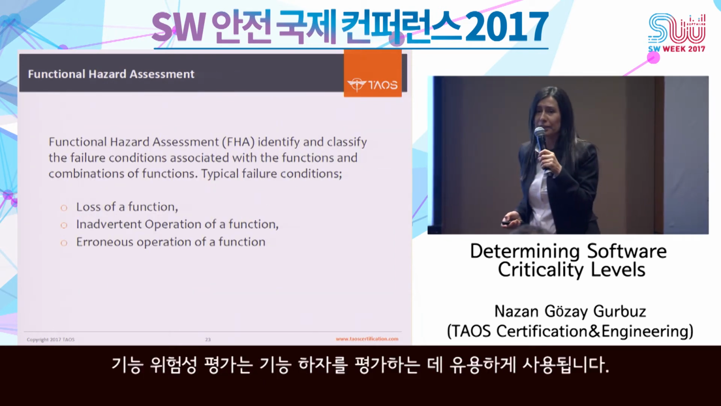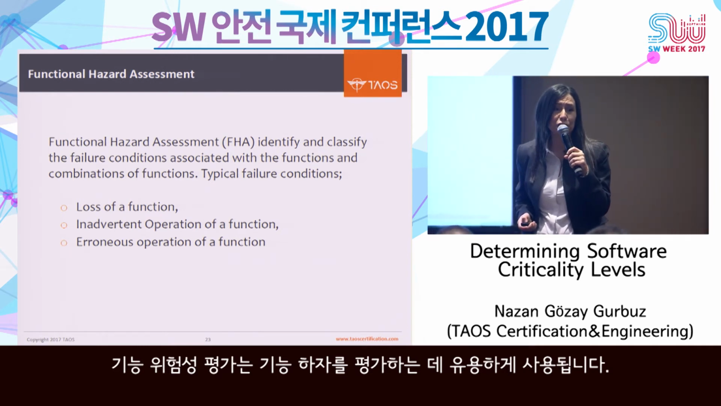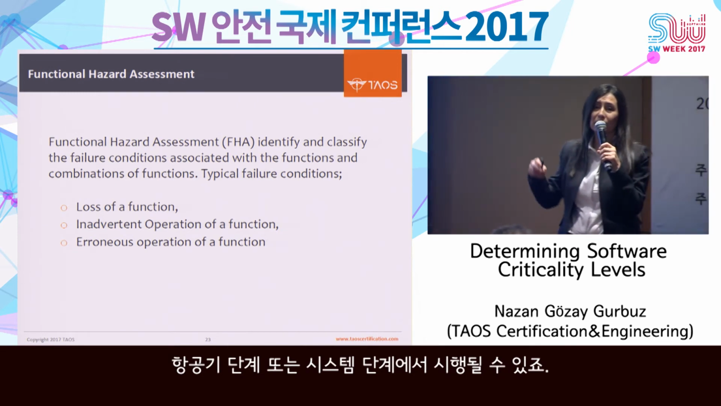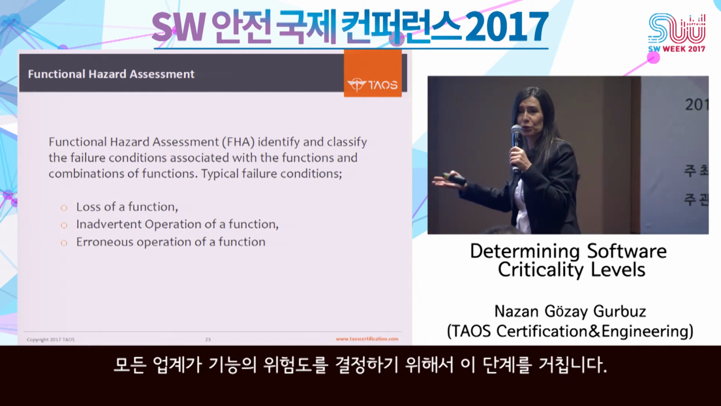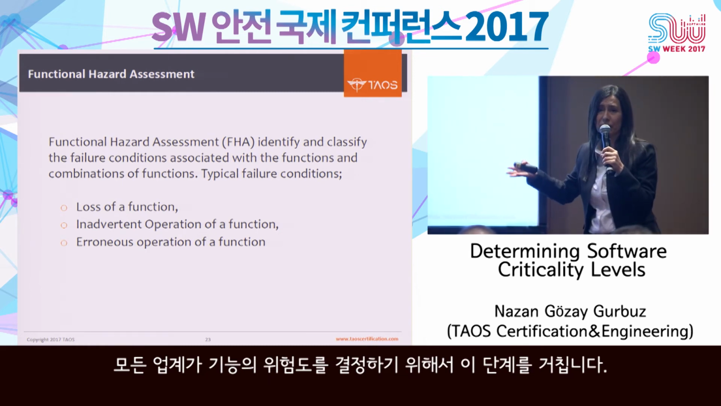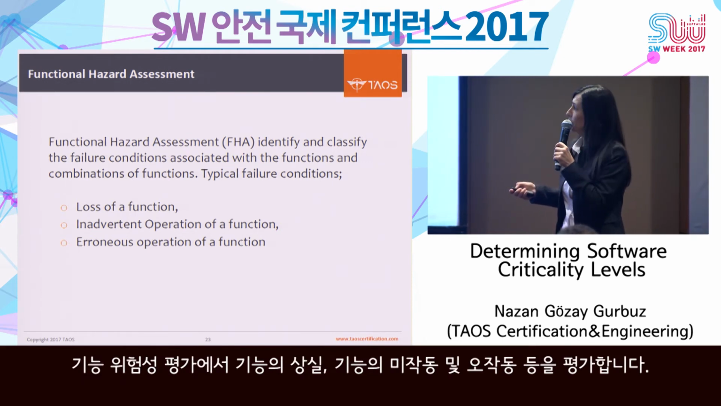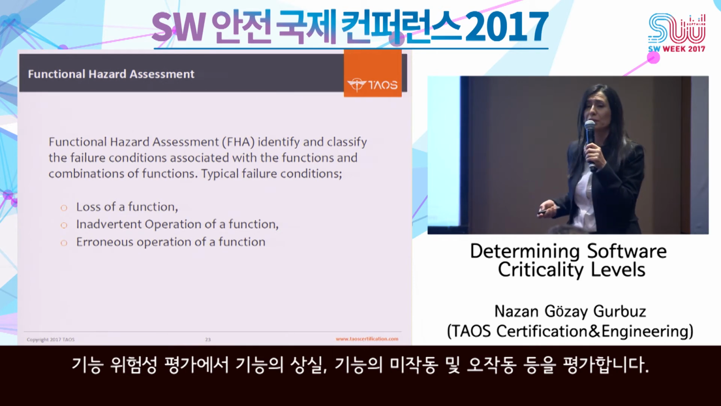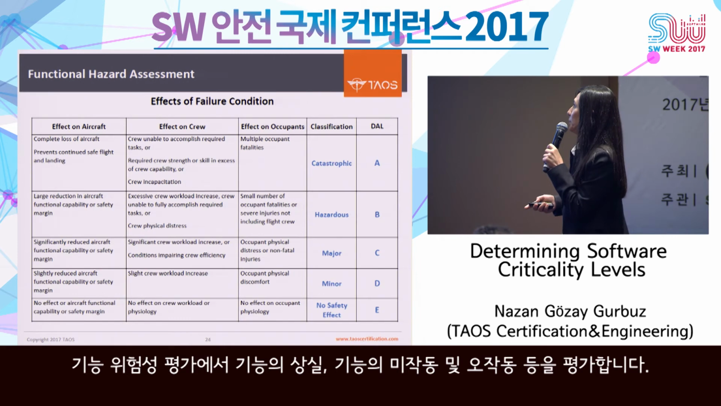So functional hazard assessment is a very popular assessment to assess functional failures. It can be performed at aircraft level or system level. Every industry uses it to determine the criticality levels of functions. In functional hazard assessment, we evaluate loss of functions, inadvertent operation of functions, and erroneous operation of functions.